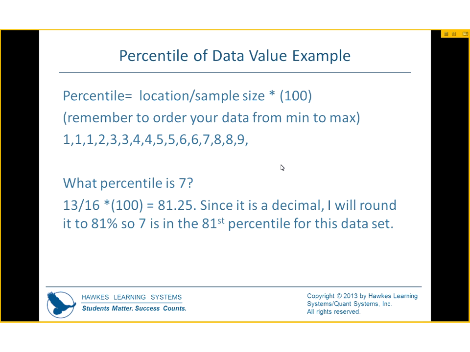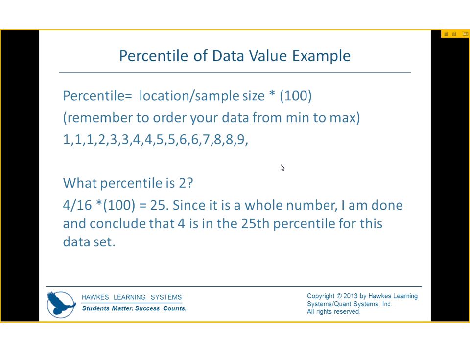Excuse me. Remember to order your data from minimum to maximum. So what percentile is 7? My location of 7, if I count over, is the 13th data value. I divide that by 16 and multiply by 100. It gives me 81.25. Since this is a decimal, I will round it to 81%, so 7 is in the 81st percentile for this data. The regular rules of rounding apply for this type. The only time you do something different is when you're dealing with location.